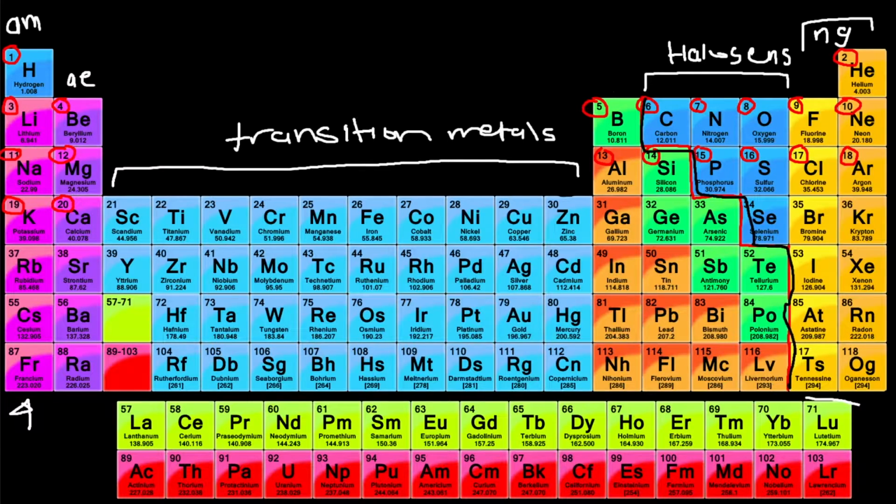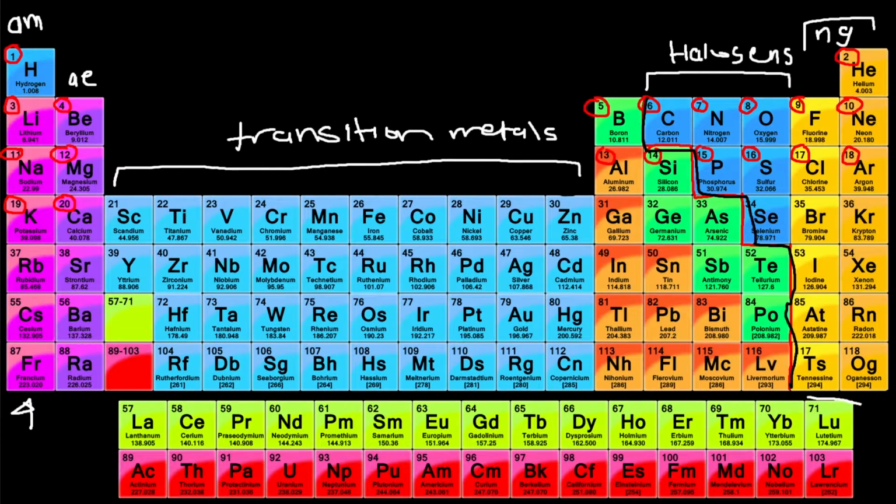Moving on from the families, let's start off with another reason why they are organized in this way. Starting off with the first column, which consists of hydrogen, lithium, sodium, potassium, rubidium, cesium, and francium, all of these elements have one valence electron. What does this mean though?